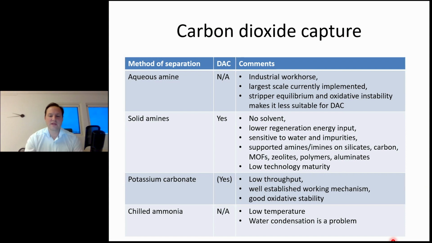Potassium carbonate is another well-established type of scrubbing, where you use an alkaline salt in water solution contacting the media that you want to remove the CO2 from, and it's very resistant to oxygen. So if you compare aqueous amines and potassium carbonate, the throughput would be lower for the potassium carbonate, lower reaction rates, higher flows of the potassium carbonate, but you will have less oxygen interference. So maybe better suited for the use in flue gas treatment. And the final method that is discussed is chilled ammonia, where you're using ammonia at low temperatures, and it's not suitable for direct air capture, I would say, due to the loss of ammonia.